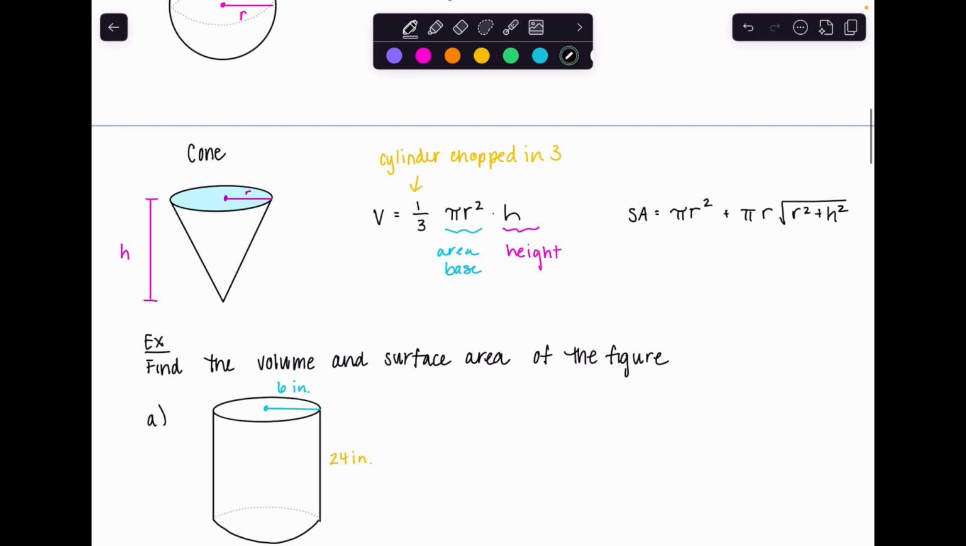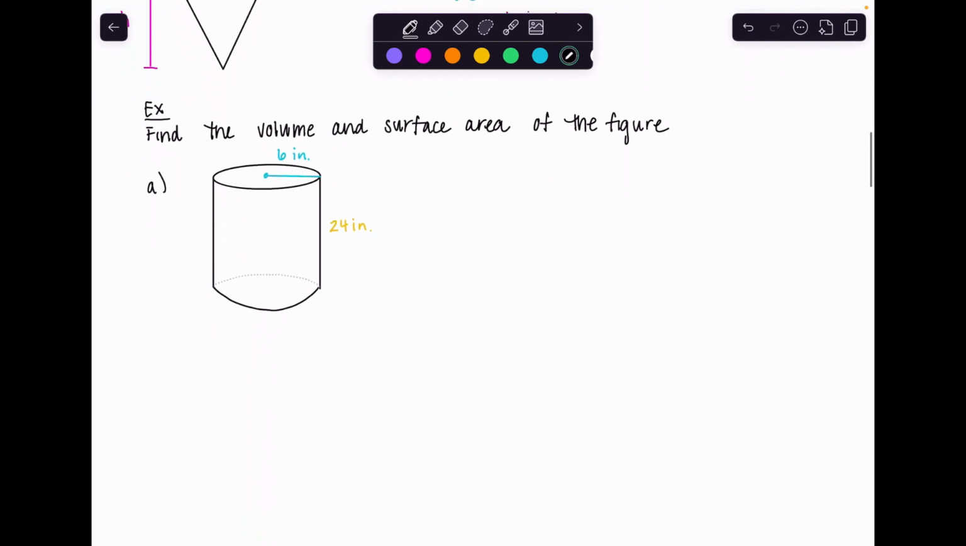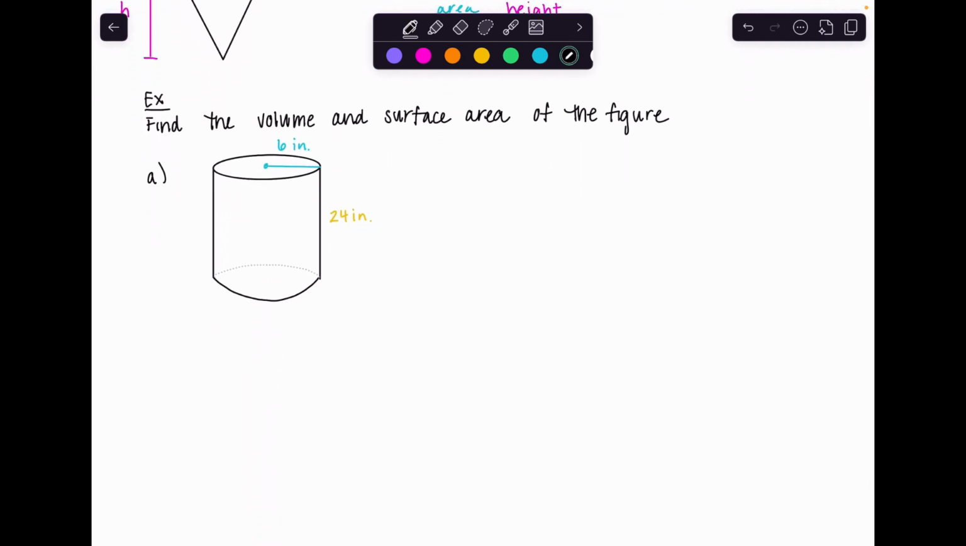We're going to find both the volume and surface area of the figure. And so we're going to start here with a cylinder. So just to refresh on our volume formula, it's the area of the base, which is a circle. So that area is pi r squared. And then we times it by the height. So in this case, our radius is going to equal 6 inches, and our height is 24.